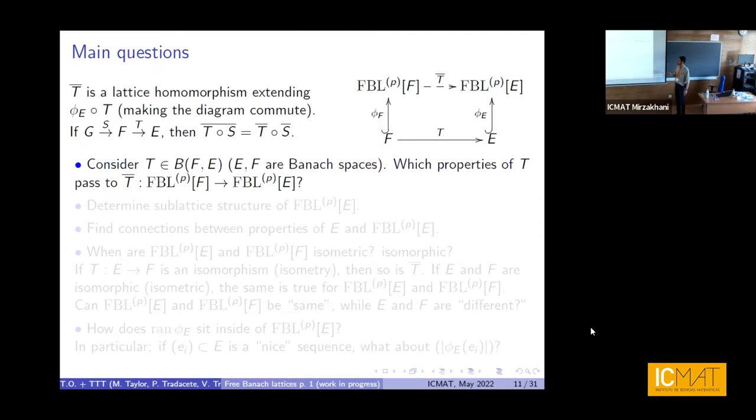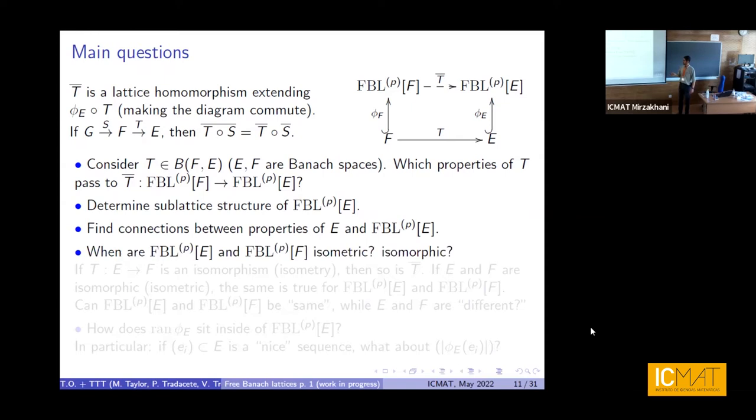So the first question I would like to address is the following: what kind of properties of T pass to this canonical extension T bar? Second, I will try to determine the sublattice and subspace structure of free Banach lattices. Fourth, I will try to find some connections between properties of E, and by properties I usually mean Banach space properties of E, and the properties of the corresponding free p-convex Banach lattices.